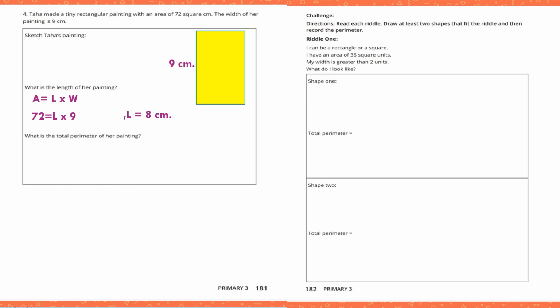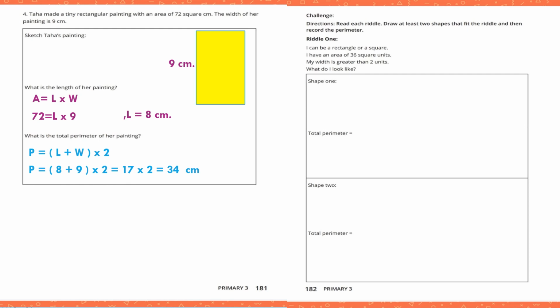Perimeter is length plus width all times 2. So 8 plus 9 all times 2 equals 17 times 2 equals 34 centimeters. Now let's move to the challenge.